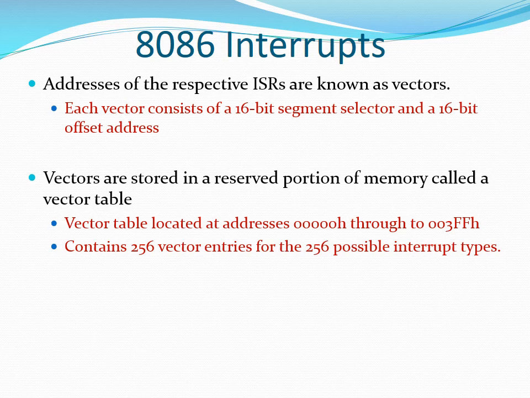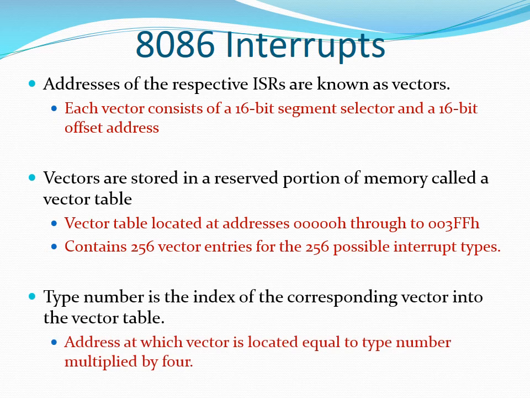The vector table is located at addresses 0000H through to 003FFH. It therefore contains 256 vector entries for the 256 possible interrupt types. The type number is the index of the corresponding vector into the vector table. The address at which the vector is located is equal to the type number multiplied by 4.